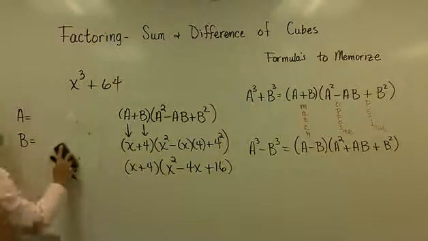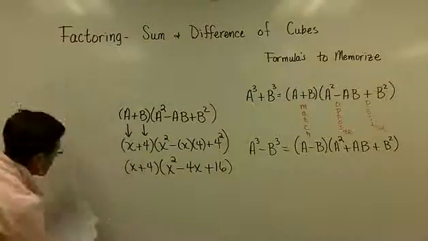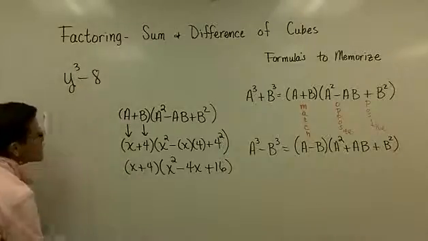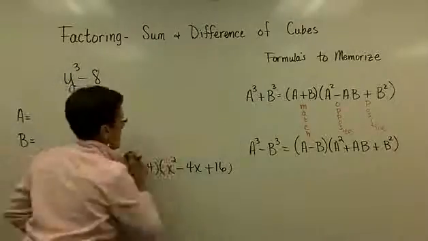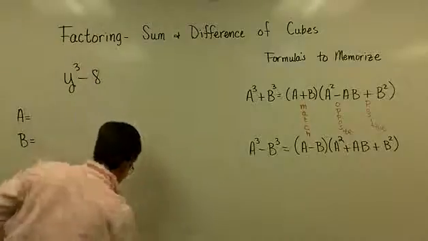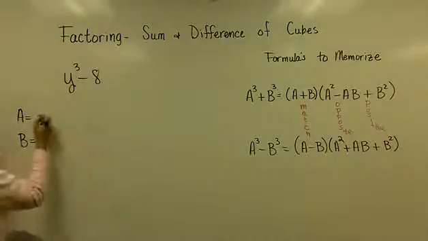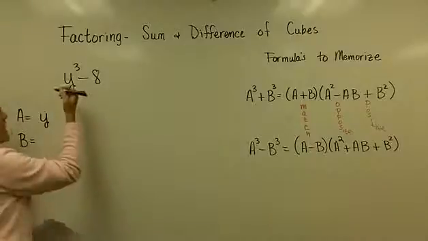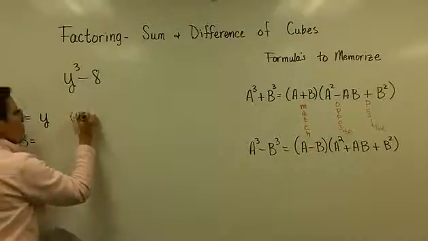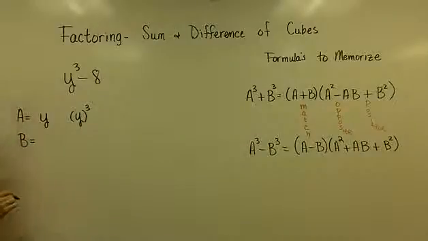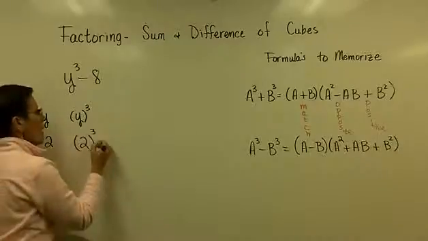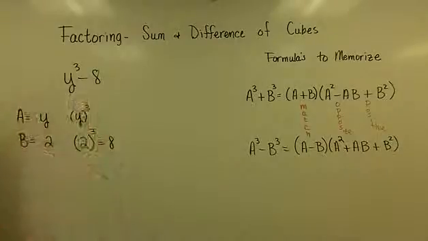I'll get rid of this. Get rid of my original problem. The problem we're going to look at is going to be y cubed minus 8. And so, when the first term is a letter, I have to look for what letter, y, if I raised it to the third power, would give me y cubed. And then what number, 2, because if I raised it to the third power, I would get that 8.